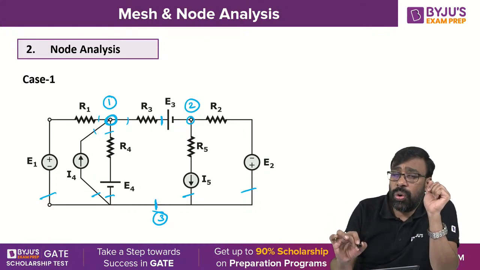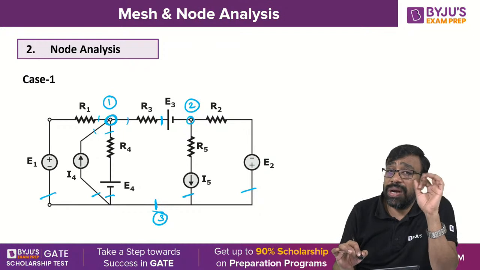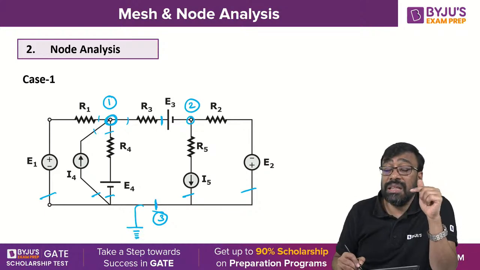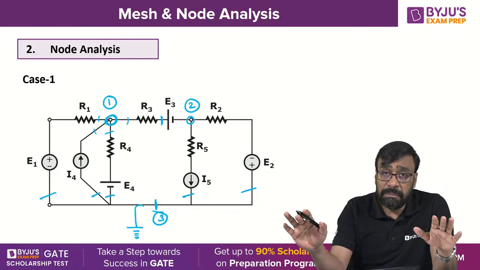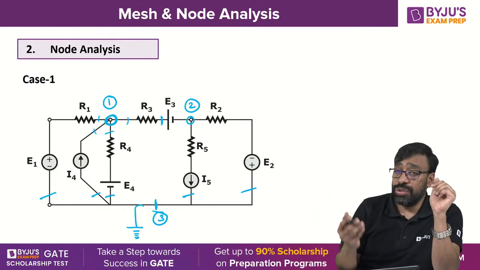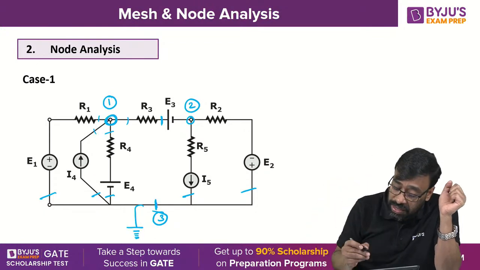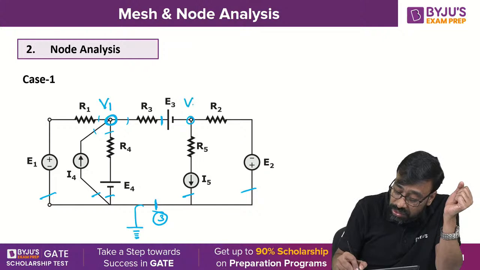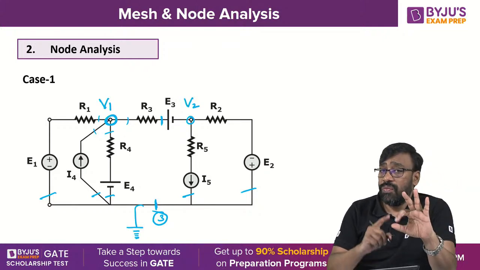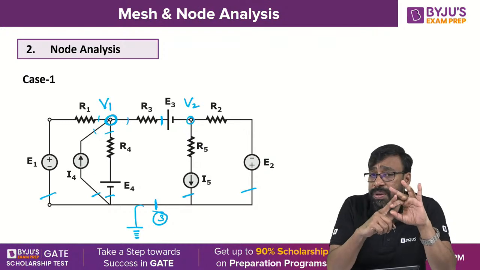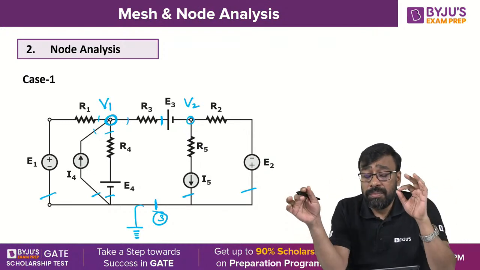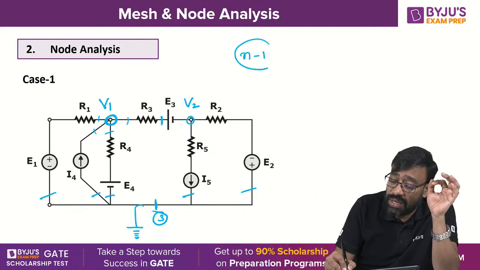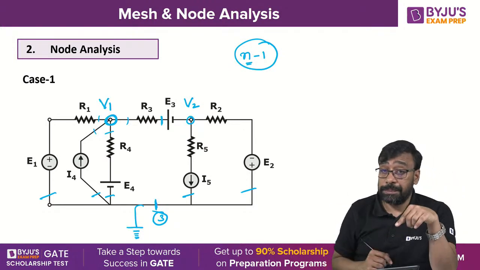Minimum number of nodes required to solve this network is 3, but out of which 1 node is selected as a reference node. Generally the bottom node is selected, but it is not compulsory. Usually the bottom node is selected; it is a common practice. Therefore, these two are called principal nodes. This is V1, this is V2. 2 variables are required: 3 nodes, 1 node is gone for the reference node, 2 principal nodes, 2 variables. 2 equations are enough. Minimum number of equations required to solve the given network using node analysis is n minus 1, where n is the minimum number of nodes required.